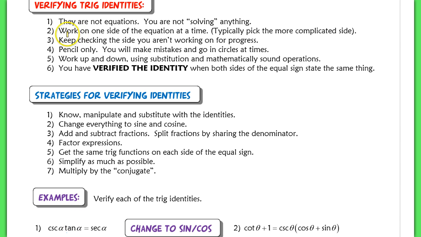So again, to reiterate, you're going to work on one side of the equation only at a time. You have verified the identity, which is your objective for the day, when you show that both sides of the equal sign actually state the exact same thing.